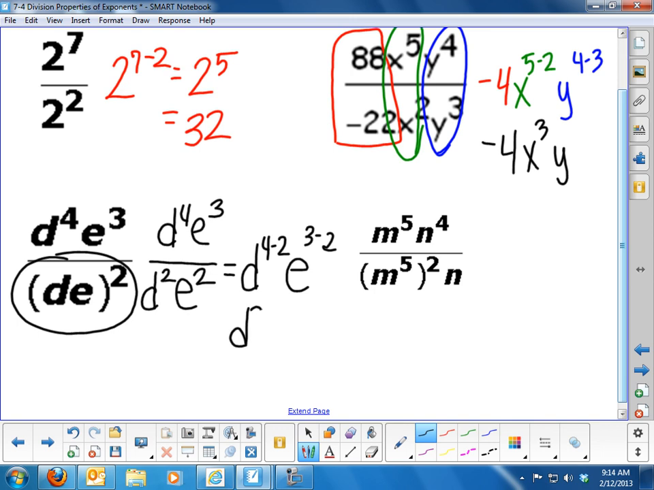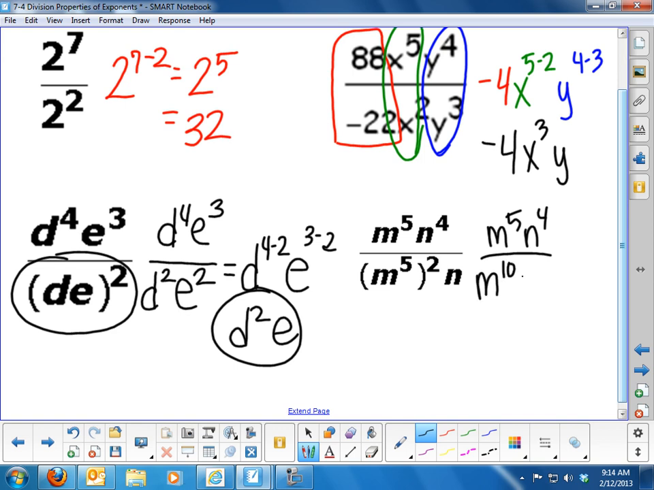When I simplify that, I get d squared times e as my answer. Okay, let's look at the next example. This one is similar to the last one in that my numerator I'm not going to do anything with right now. There's no simplifying that needs to take place. In my denominator, I have a power to a power. When that occurs, I multiply my exponents. So I get m to the 10th times n.